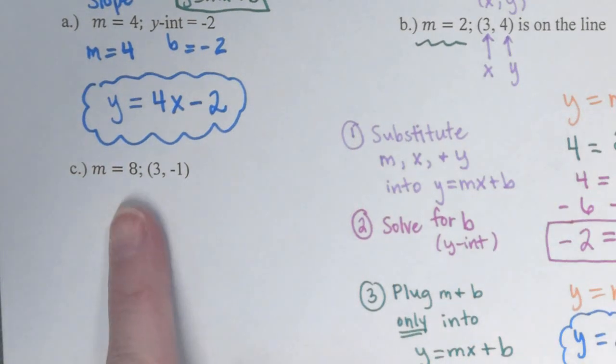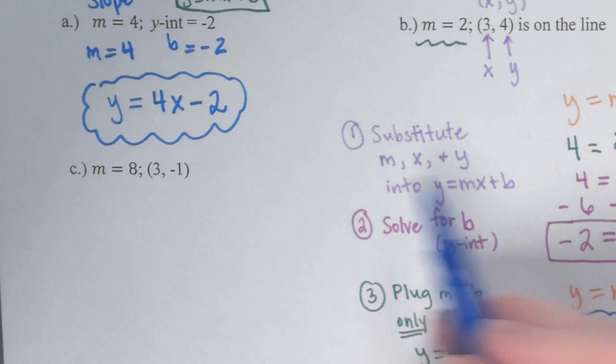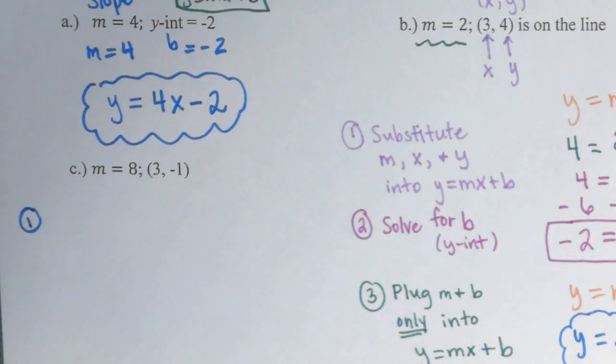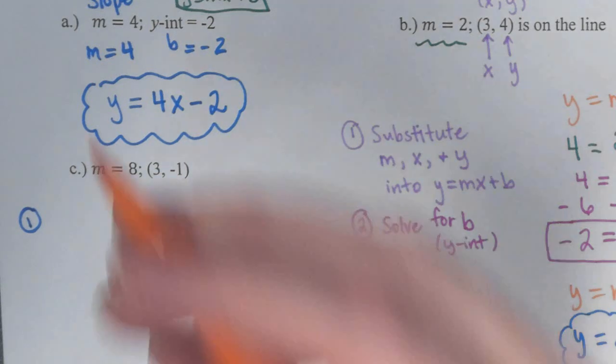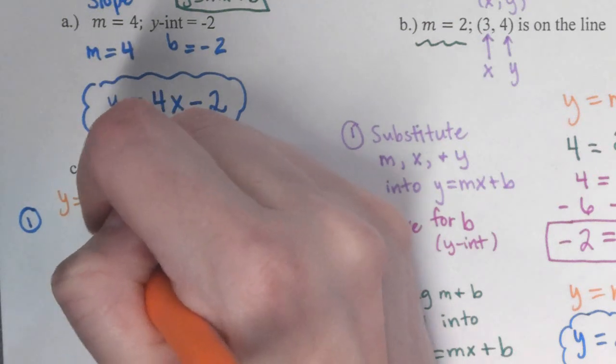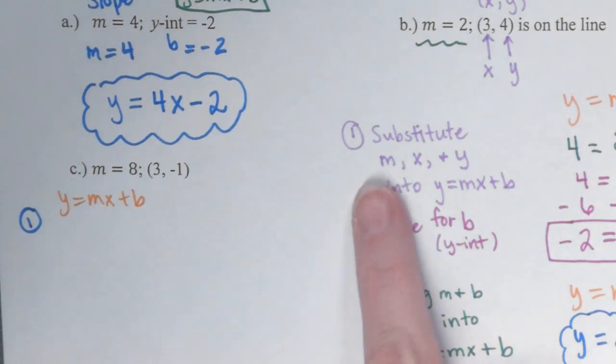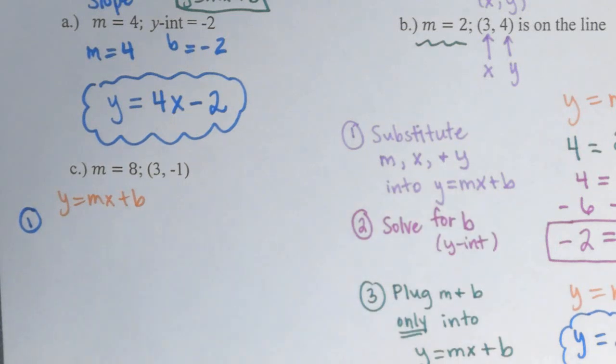Okay. All right, so then for C, okay, I want you to do step 1 where you're plugging in the values, okay? So this is going to be the same type of stuff. So for step 1 where you're doing the substitution, okay, we have y equals mx plus b. Okay, I want you to plug in the m, the x, and the y into the equation, and then I'll come around and check.